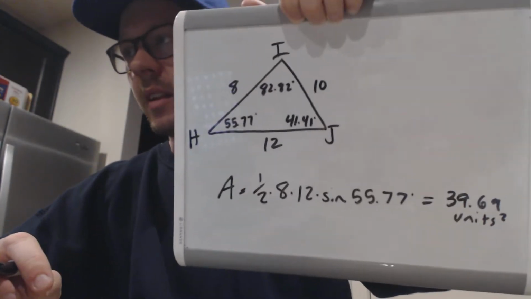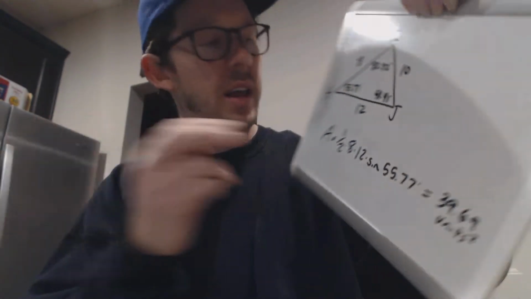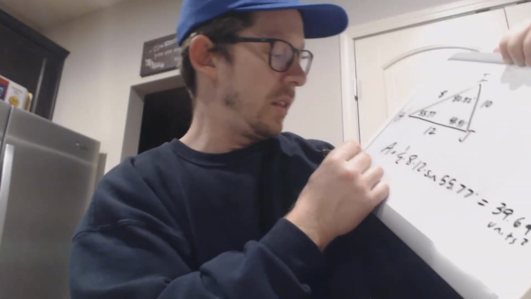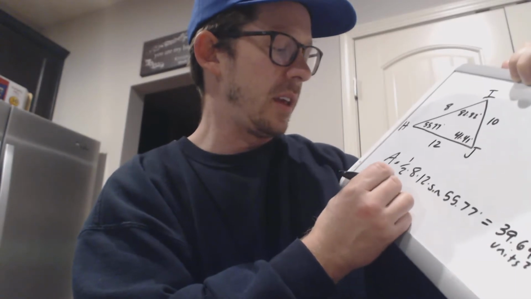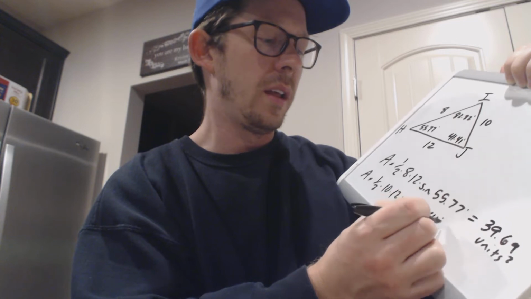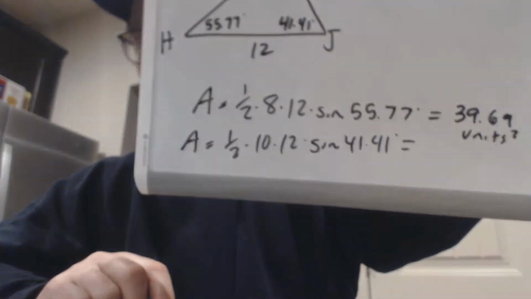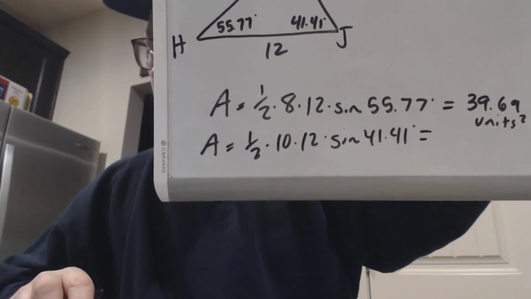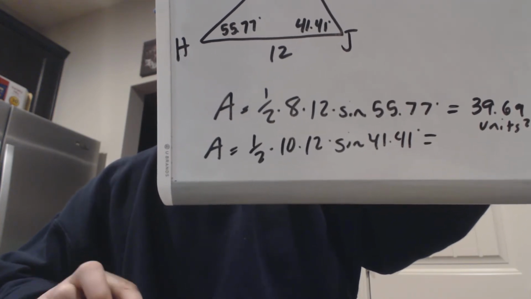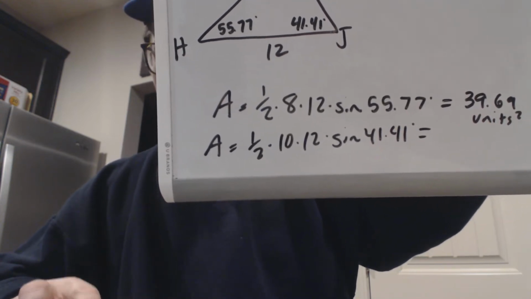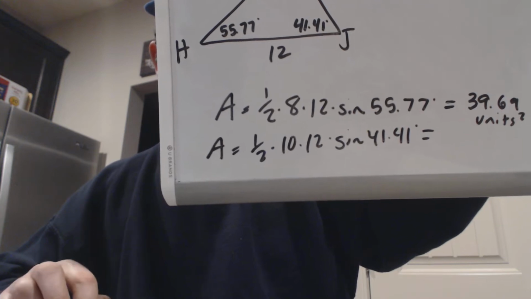We say, hey, what if I picked a different two sides and angle? Okay, great. Let's do the 10 and the 12 with the 41.41 in between. Area equals 1/2 times 10 times 12 times the sine of 41.41. This should give me approximately the same thing. So if I take my calculator, 1/2 times 10 times 12 times the sine of 41.41, I'm getting 39.69 again.